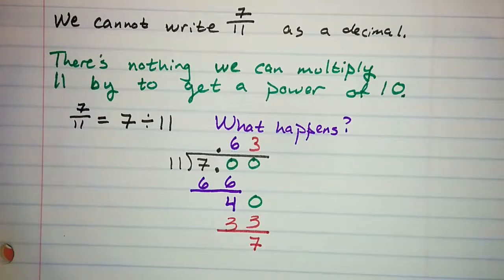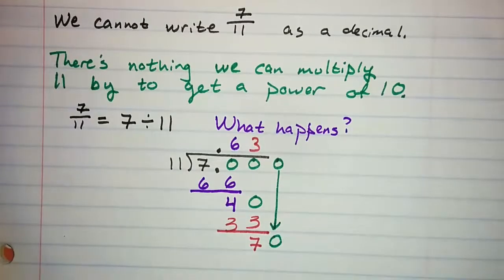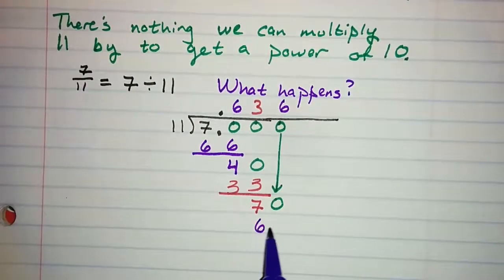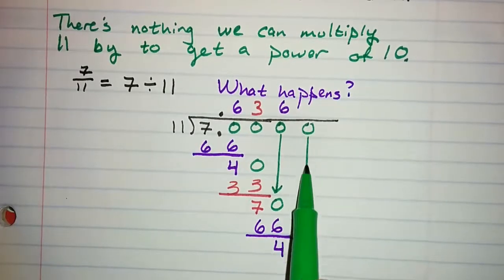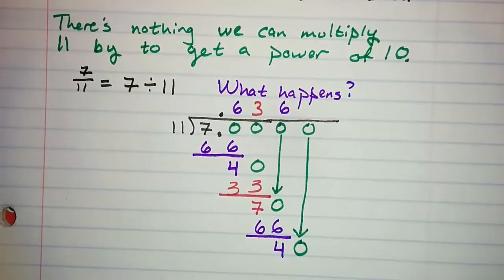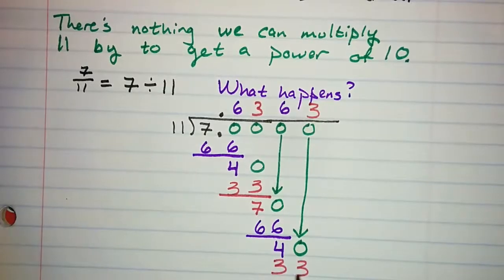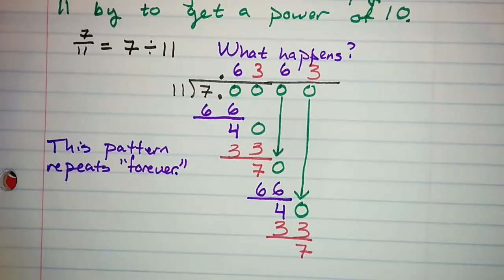Oh, do you see what's happening? Add another 0, bring it down. 11 goes into 70 6 times. 6 times 11 is 66. Subtract and get 4. Add in another 0, bring it down. 11 goes into 40 3 times. 3 times 11 is 33. Subtract, we get 7. This just keeps going. This pattern repeats, we can say, forever, by which we mean until we get sick of it and walk away.